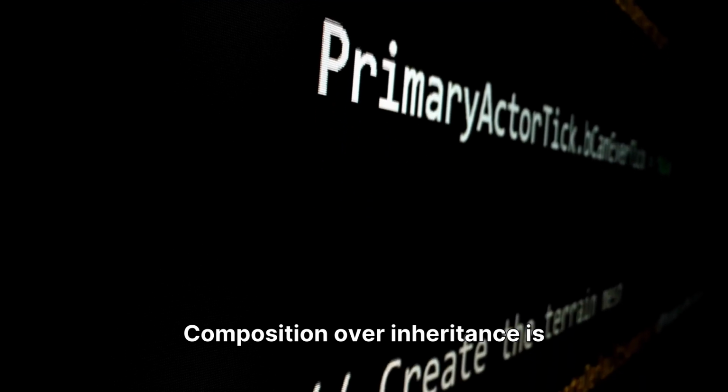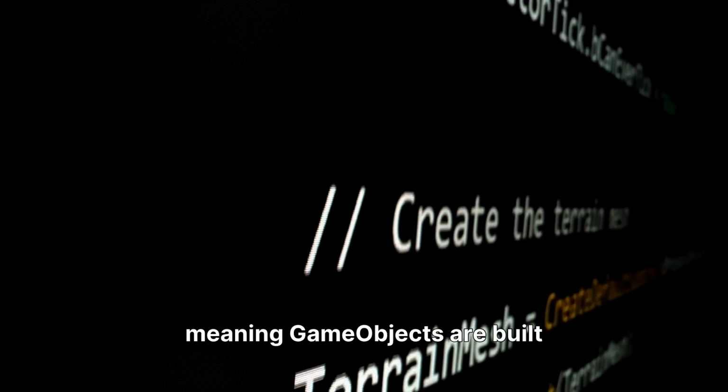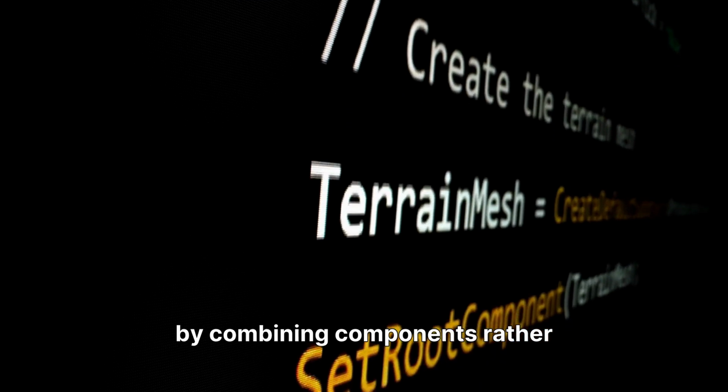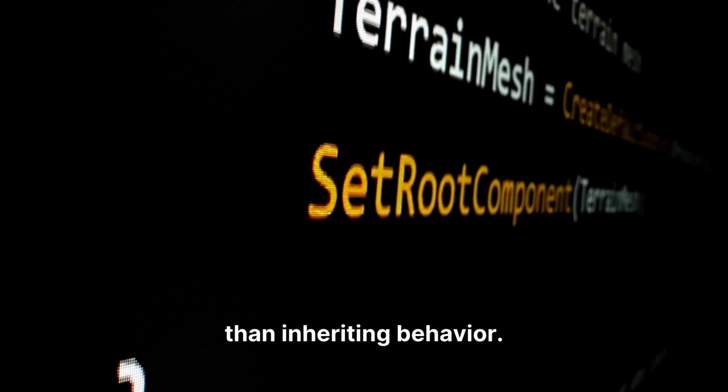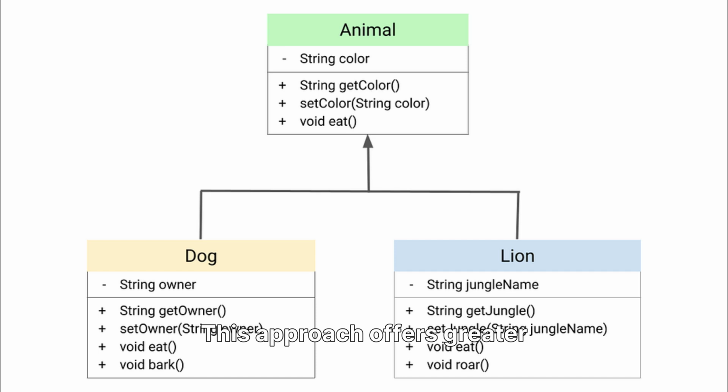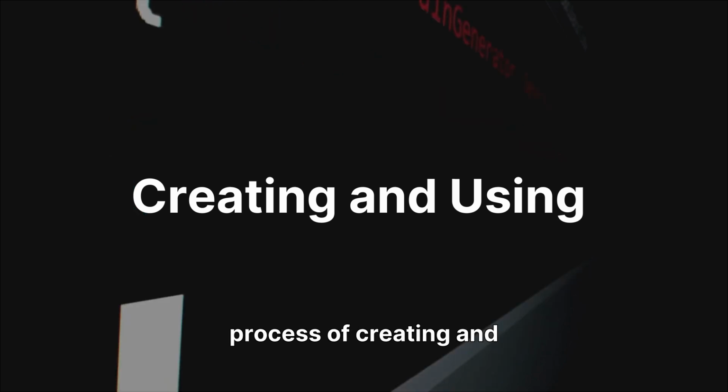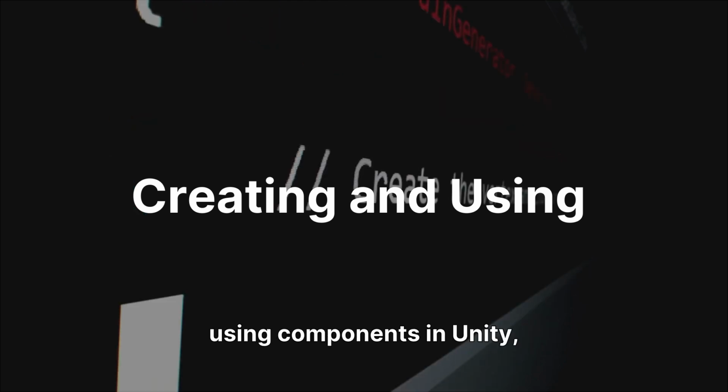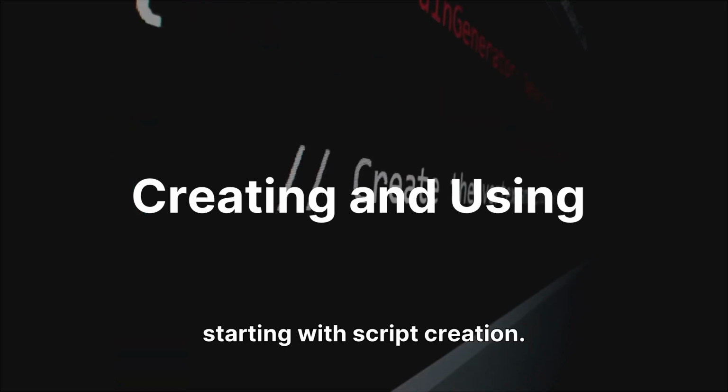Composition over inheritance is favored in this design, meaning game objects are built by combining components rather than inheriting behavior. This approach offers greater flexibility and helps avoid the common pitfalls associated with deep inheritance hierarchies in traditional programming. Let's walk through the process of creating and using components in Unity, starting with script creation.